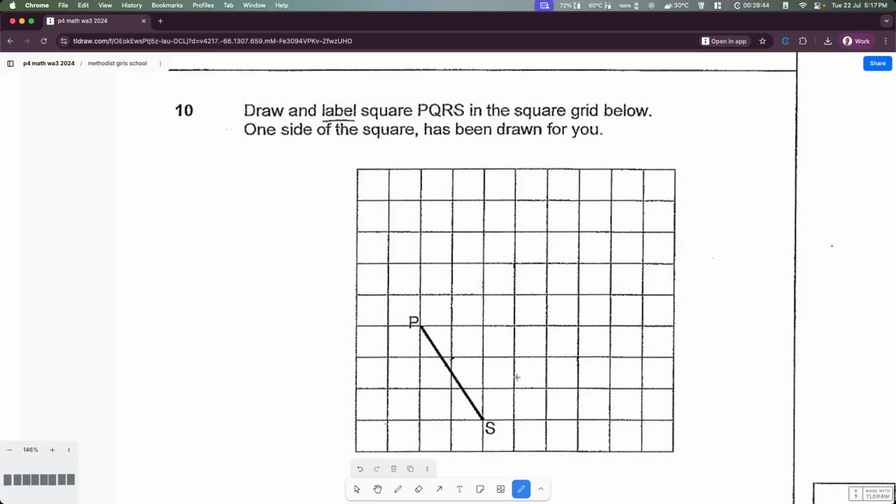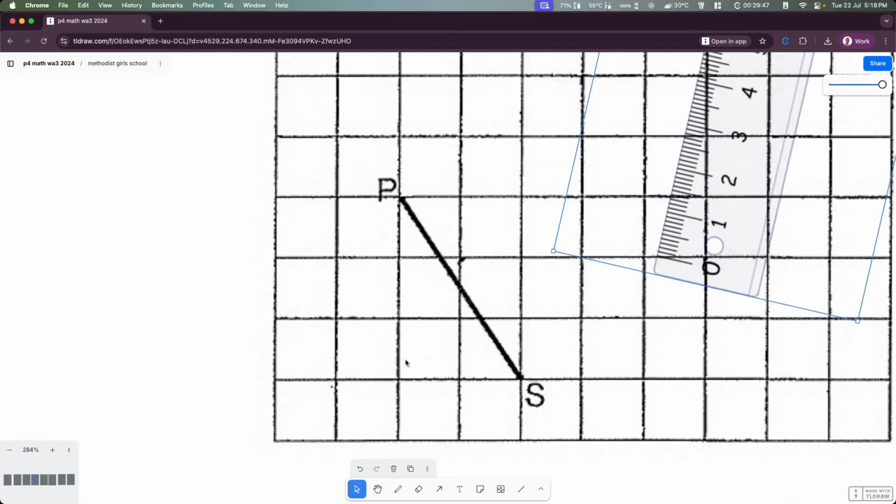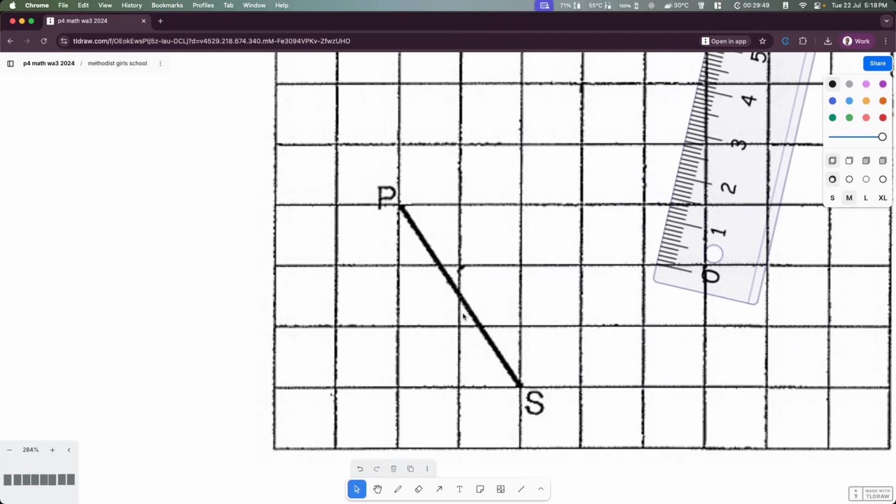So what I like to do is to use a triangle. Not really a triangle, but we're gonna use a ruler over here. First thing first is we want to measure the length of this line. If you count from S to P, it is 1 square, 2 square, and roughly around 3 square. So essentially it's around 3 squares over here.